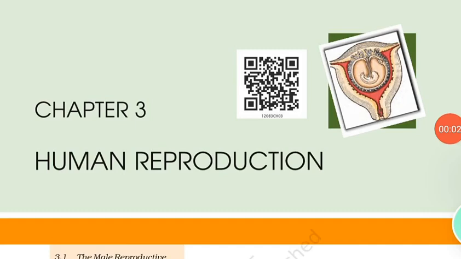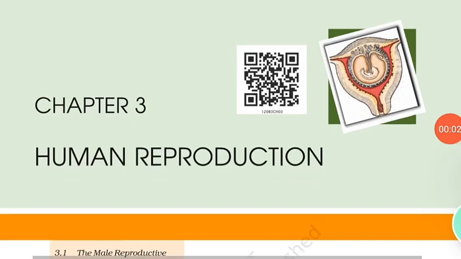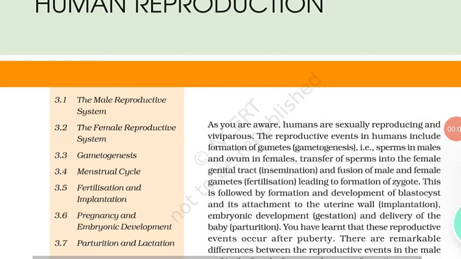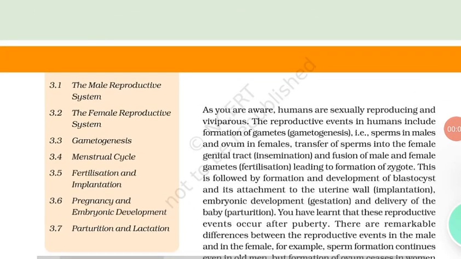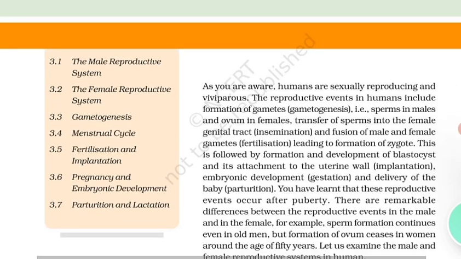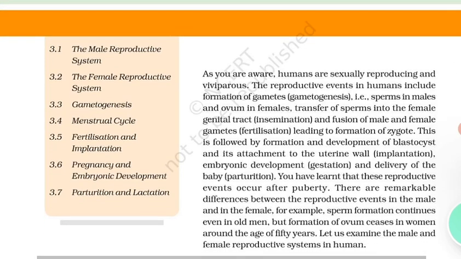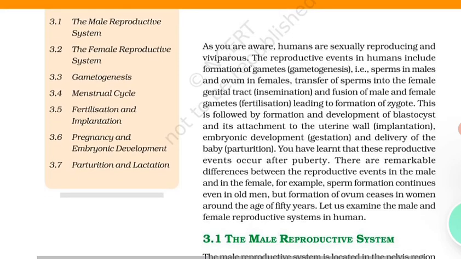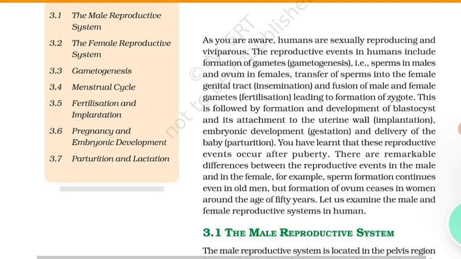So let's start chapter 2, Human Reproduction. As you are aware, humans are sexually reproducing and viviparous. The reproductive events in humans include formation of gametes, that is gametogenesis, that is sperms in male and ovum in females, transfer of sperm into the female genital tract, that is insemination, and fusion of male and female gamete, that is fertilization, leading to formation of zygote.